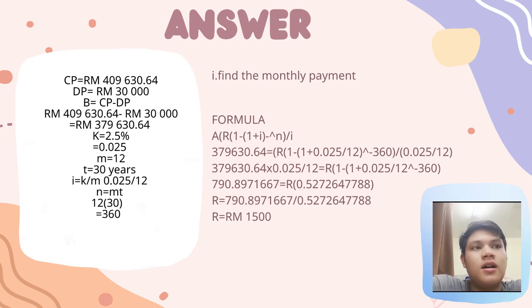It will be 790.8971667 equal to R bracket 0.5272647788 brackets, and R will be 790.8971667 per 0.5272647788. And the last answer for R is RM 1,500.